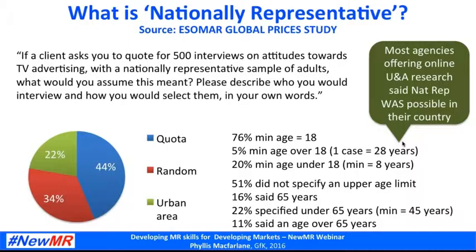And one of the things is we asked agencies what they assume by a nationally representative sample when they quote for it, and it can be quota, it can be random, it can just be urban areas, it can have different lower age limits or different upper age limits. You just need to be aware of that. The upper age limit might not be a problem, because in developing markets the population does tend to be younger, but still you need to be aware.